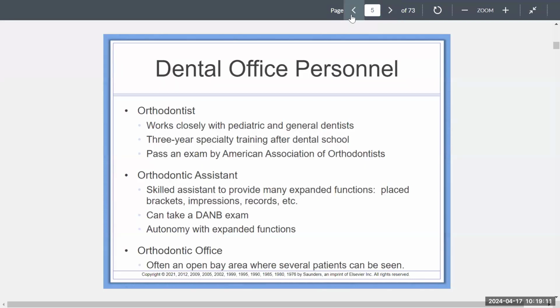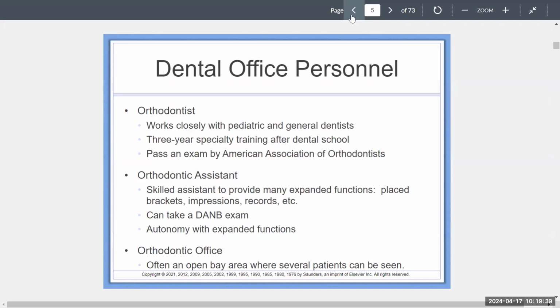The orthodontist works closely with a pediatric dentist and a general dentist. Their training entails a 3-year specialty training after they finish dental school. So it's 4 years of dental school, and then they have to do 3 years of orthodontic training. And they ultimately have to pass an exam, because what field doesn't have an exam, right? They have to pass an exam by the AAO, the American Association of Orthodontists.